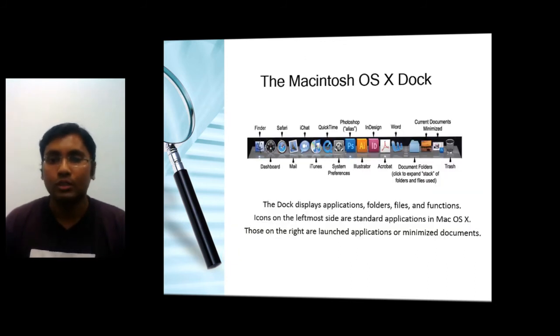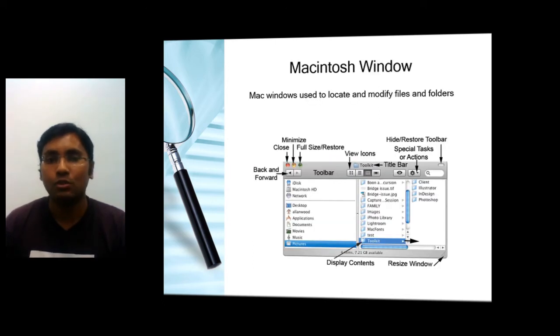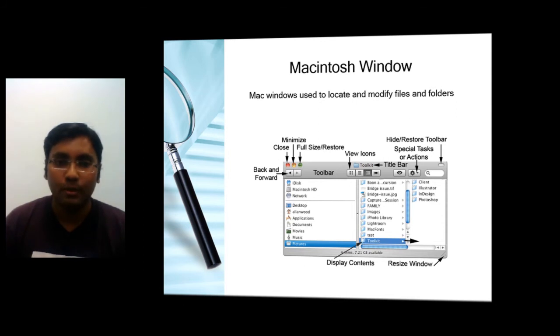And in Macintosh OS dock, if you see beneath the Macintosh window, you can see that there is a dock displaying application, folder, file function icons on the leftmost side of the standard application in Mac OS X. If you click on the Macintosh window, the Mac window is used to locate and modify files and folders. As you can see in the picture, there is a minimize button, close button, back and forward buttons, and also the view icon button. You can change the view in Mac OS, and also there's a hide and restore toolbar which you can use to hide your file or restore your file and so on.